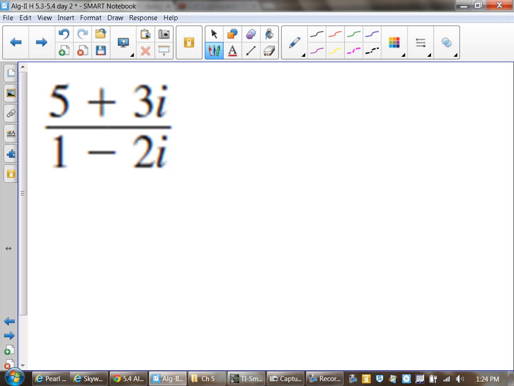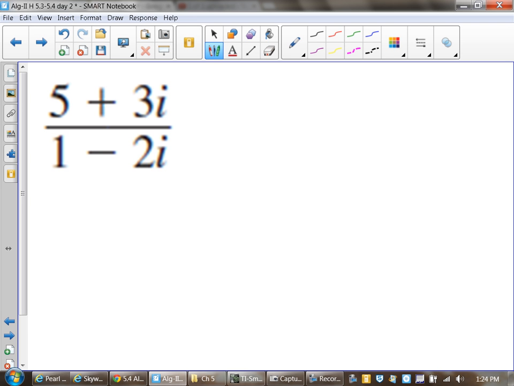Anyway, just like when you are working with radicals, we don't like to have radicals in the denominator. When we had the square root of 144 over the square root of 11, we got 12 over root 11, we multiplied by root 11 over root 11, and we got rid of the radical. Same idea here: we don't want to have any imaginary numbers in the denominator.